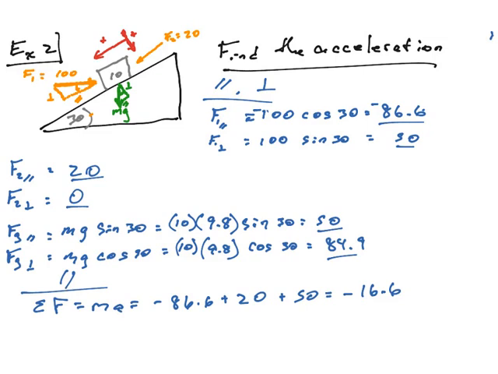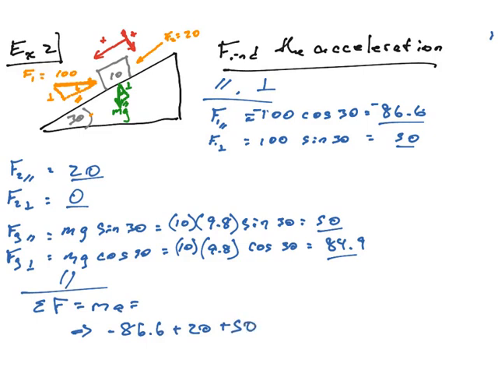That's the forces. Let me go ahead and write it on a second line, just so I'm not confusing what I'm doing. I like to do it like this. So we had negative 86.6 plus 20 plus 50. That's the sum of F's. Those are all the forces, equals mass, 10, times acceleration, A. Negative 86.6 plus 70 is negative 16.6, equals 10 times A. Thus, A is negative 1.66.